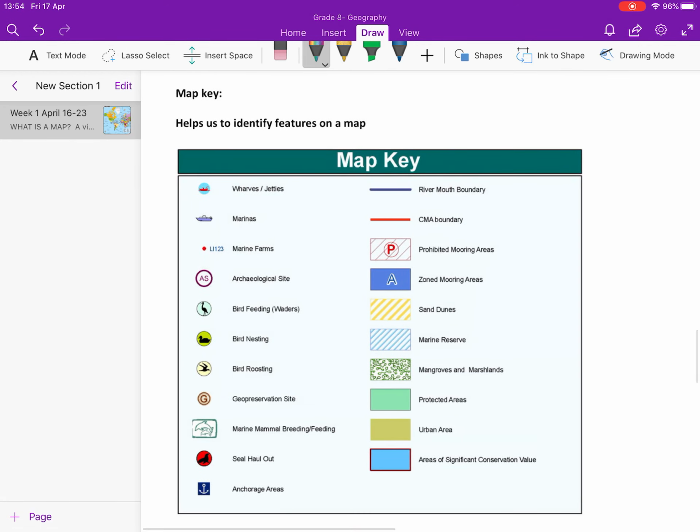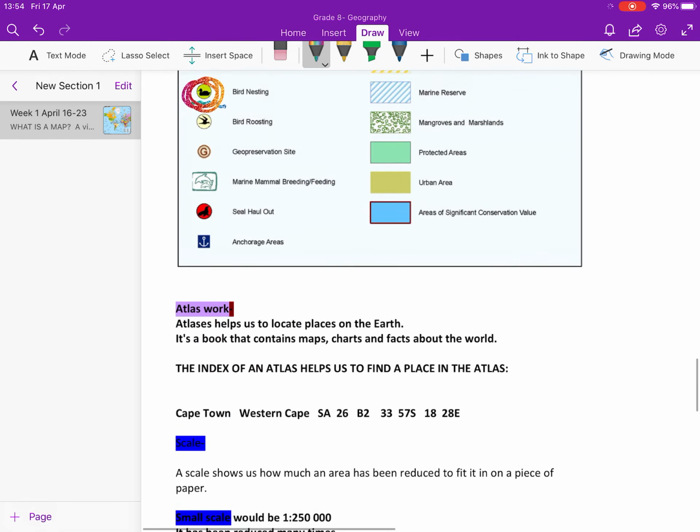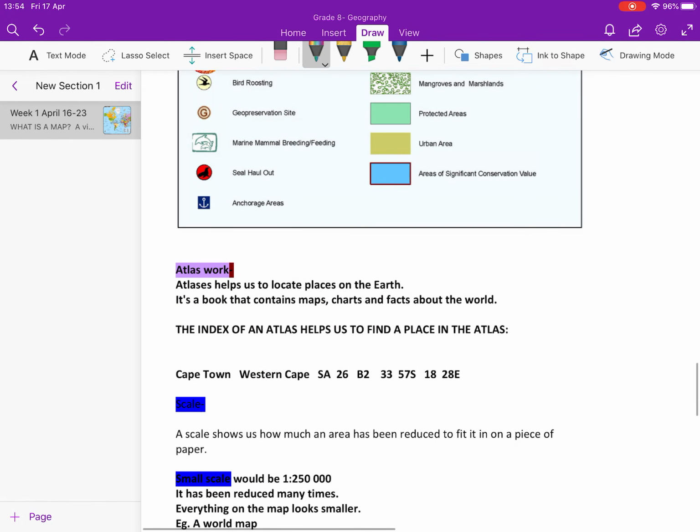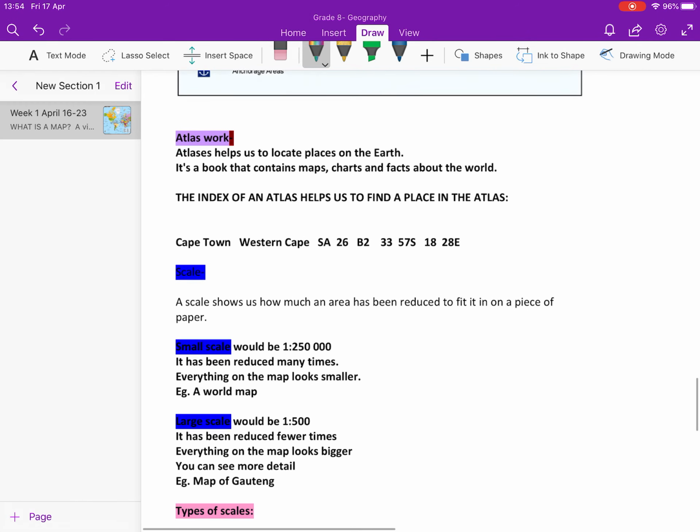Okay, next we are looking at the map key. A map key will have different symbols in it. So you can see all the symbols are listed here, and it will help us to find certain places on a map. So if you want to look on a map where birds are nesting, for example, you're going to keep your eye out for that symbol, this one right over here. And yeah, it gives us information about the map and helps us to identify certain features.